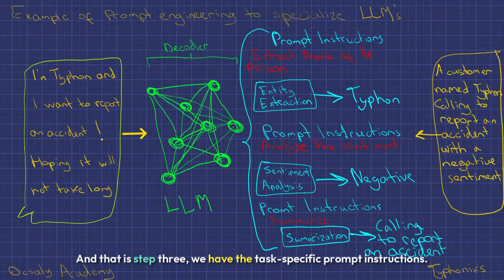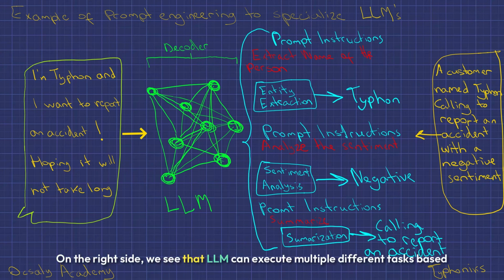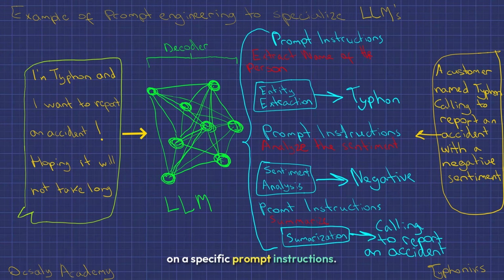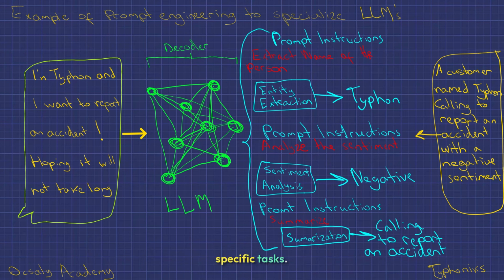And at step 3, we have the task-specific prompt instructions. On the right side, we see that the LLM can execute multiple different tasks based on specific prompt instructions. Now, this is where prompt engineering comes into play. By crafting well-structured prompts, we can guide the model to perform specific tasks. The model is given 3 distinct prompt instructions, and each instruction leads to a different task.